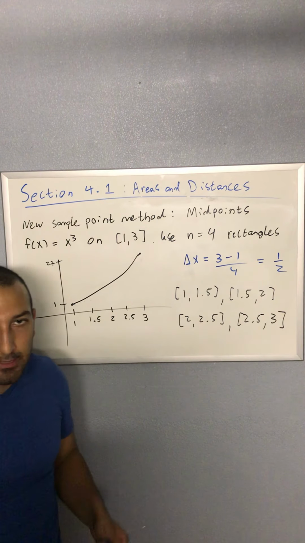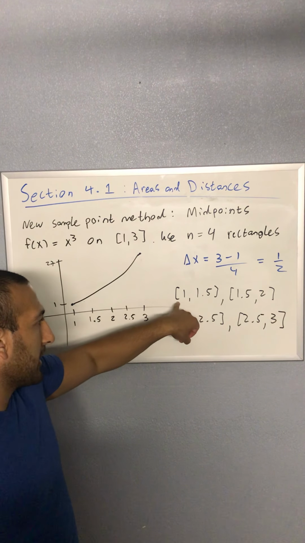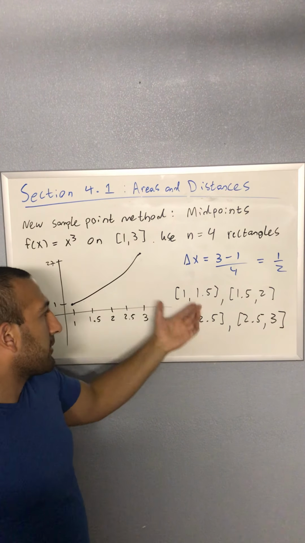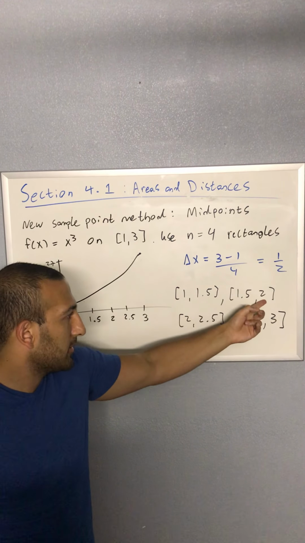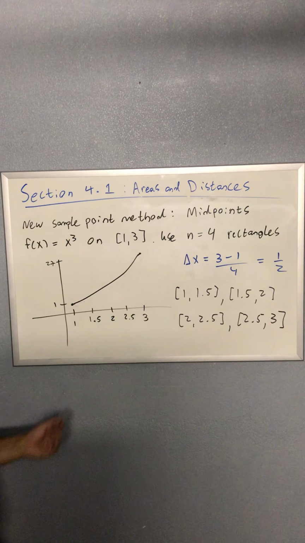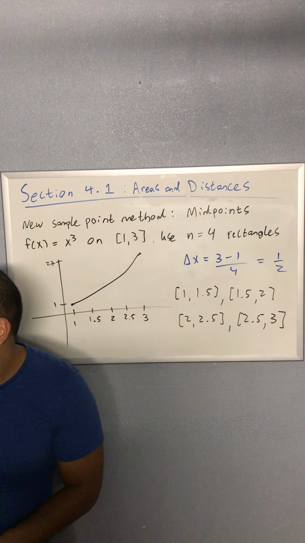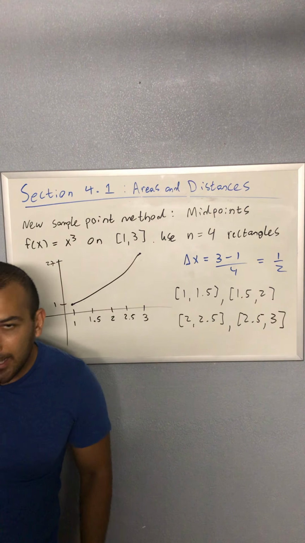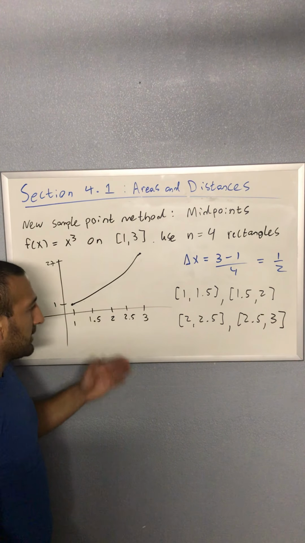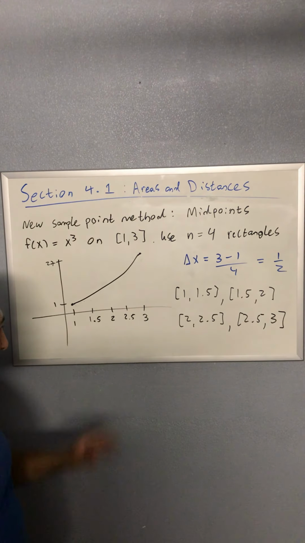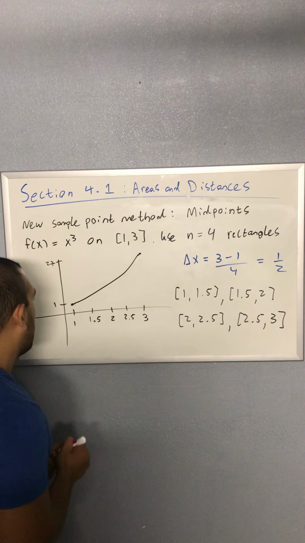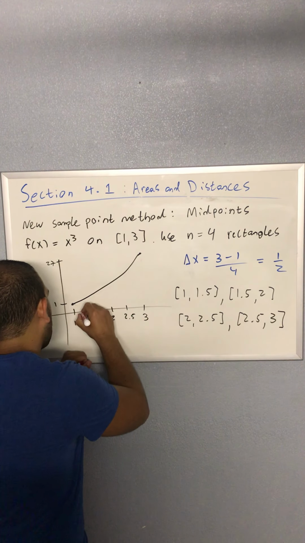Normally we took either the left endpoints, which were 1, 1.5, 2, and 2.5, or the right endpoints, which were 1.5, 2, 2.5, and 3. But instead, we're going to do something new. We're going to take the midpoint of each of these subintervals, the point in the middle. That's where the star comes in, the x sub i star, because the star means an arbitrary sample point, since it could have been any point between 1 and 1.5, or 1.5 and 2. In this case, we're going to take the midpoint. Okay?